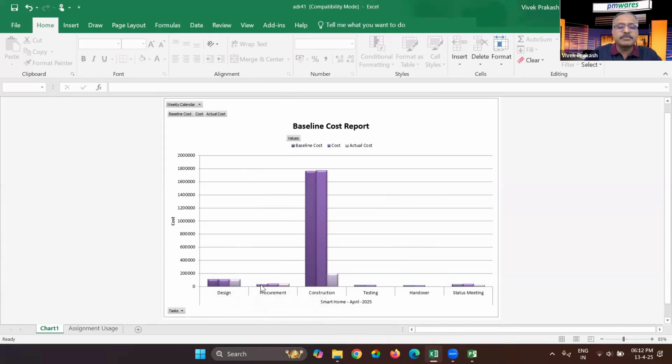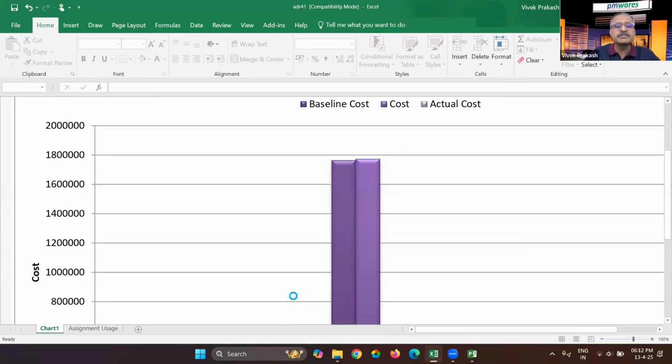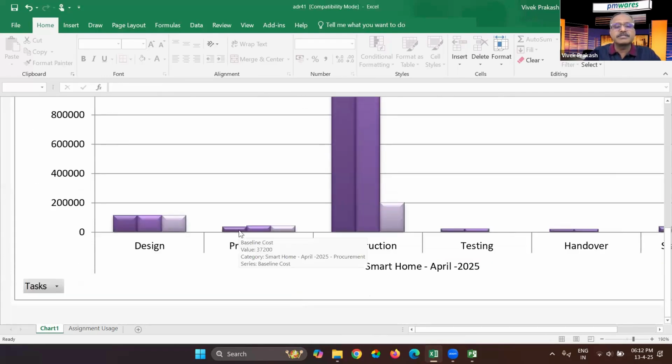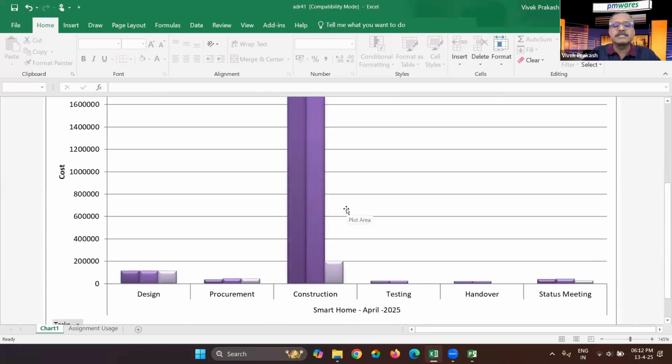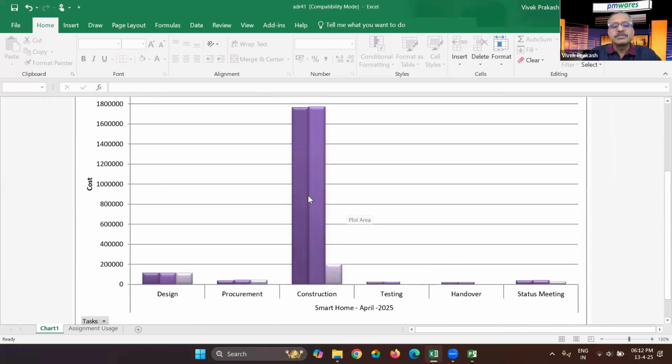But if you see here in procurement, let me zoom into this. This is 37,200 while the actual turned out to be 45,600. So there is a little deviation. But if you look at the construction, where most of the money is getting spent, this is 17,63,000 and this is 17,72,000. So a little higher, about 10,000 rupees escalation is there, which you can see here.